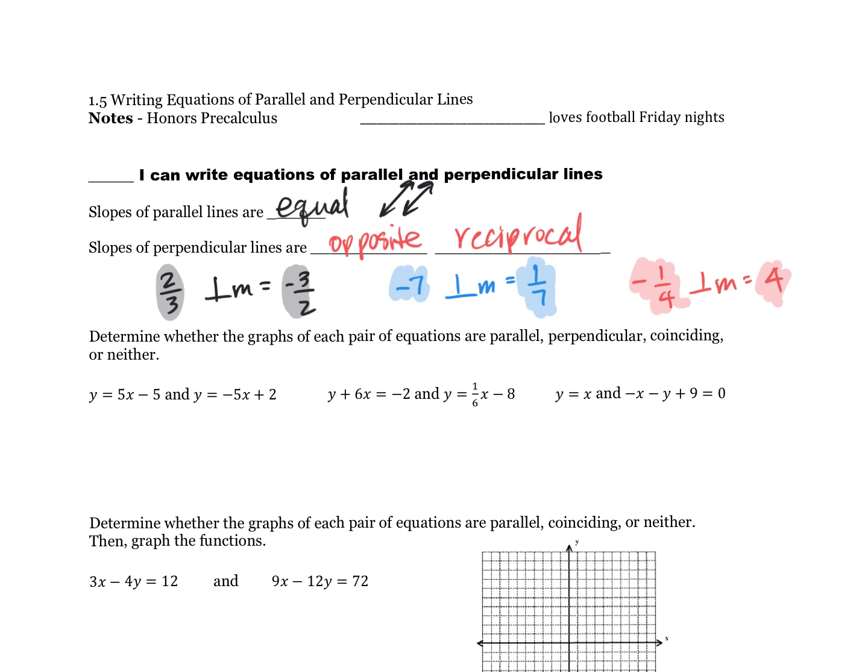So I said, hey, here are these two graphs. Are they parallel, perpendicular, coinciding? And you're like, what the heck does that mean?